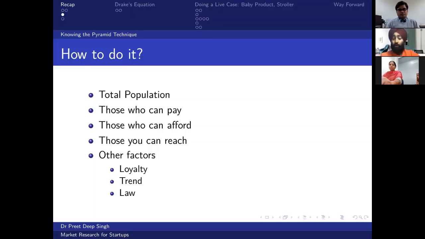Keep in mind loyalty, trend, and law. Last time we also discussed whether it is legal for people to use your product or service. For example, a bike taxi might not be legal in some states, right? So you need to account for those things. So those states go out of your analysis. So that is how we narrow down the pyramid.